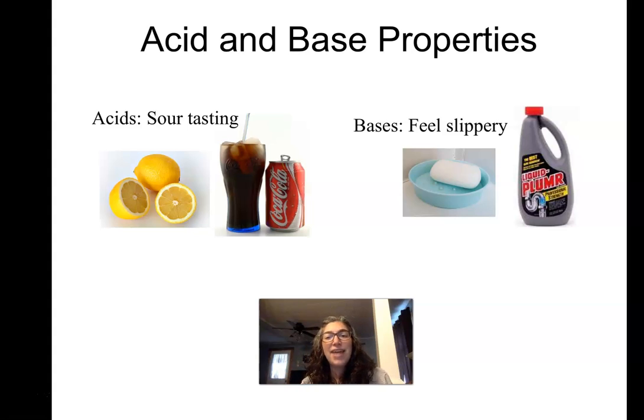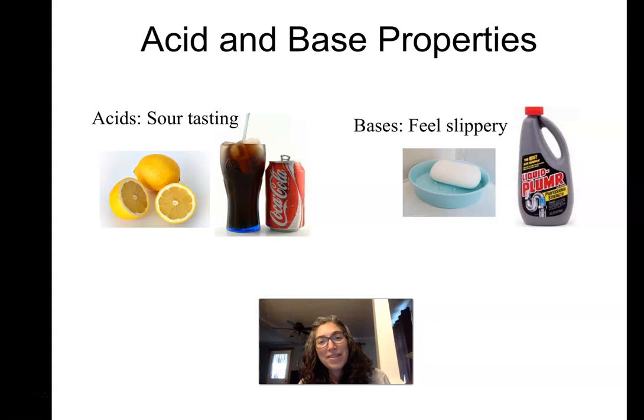Bases tend to have a bitter taste. So there's not a lot of bases in our diet. In fact, a lot of poisons and toxins are basic, and so they have that bitter taste, and that bitter taste was really an adaptation to steer us away from eating things that are poisonous.